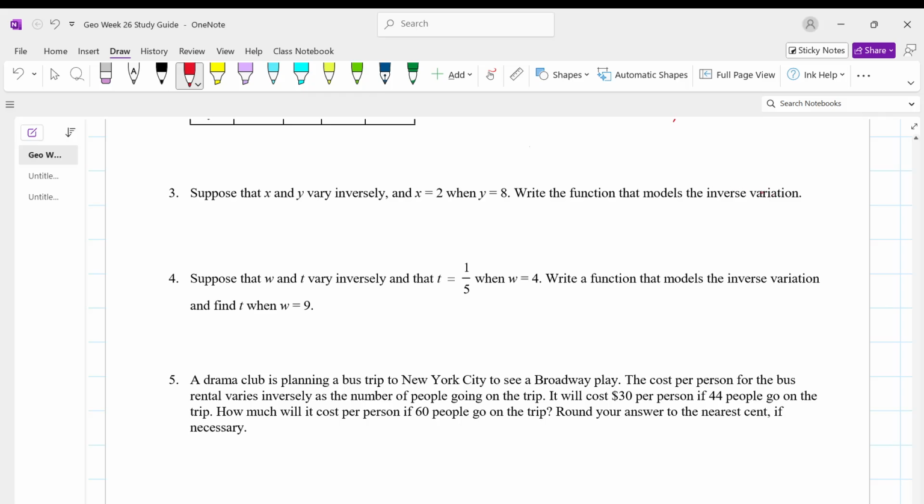All right, inverse variation. That's when every x times y equals a constant. So if we take 2 times 8, that equals our constant, so 16 equals our constant. If we go back to this format and divide each side by x, then y is equal to the constant over x. So our function that models the inverse variation is y equals 16 divided by x.